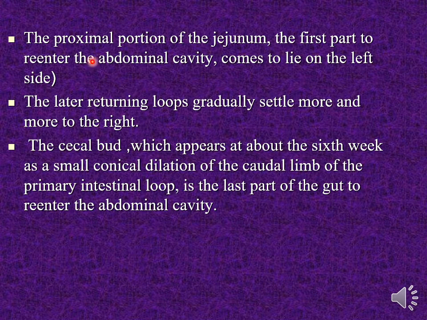The proximal portion of the duodenum is the first part to re-enter the abdominal cavity. It comes to lie on the left side. The later returning loops gradually settle more and more to the right. The cecal bud, which appears at about the 6th week, is a small conical dilation of the caudal limb of the primary intestinal loop, and is the last part of the gut to re-enter the abdominal cavity.